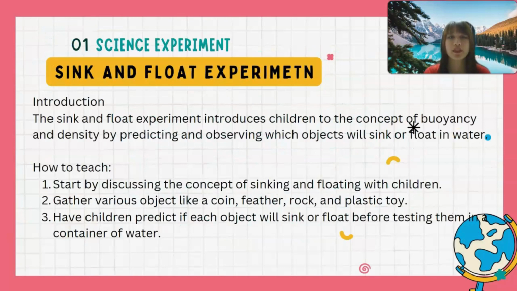The first activity is a science experiment about sinking and floating. For the introduction, the sinking and floating experiment introduces children to the concepts of buoyancy and density by predicting and observing which objects will sink or float in water. How to teach this experiment to young children?